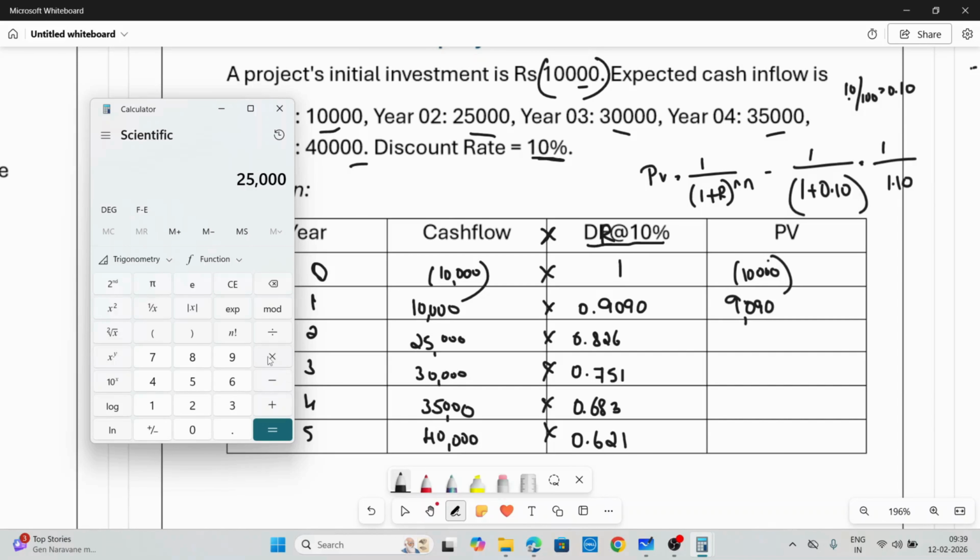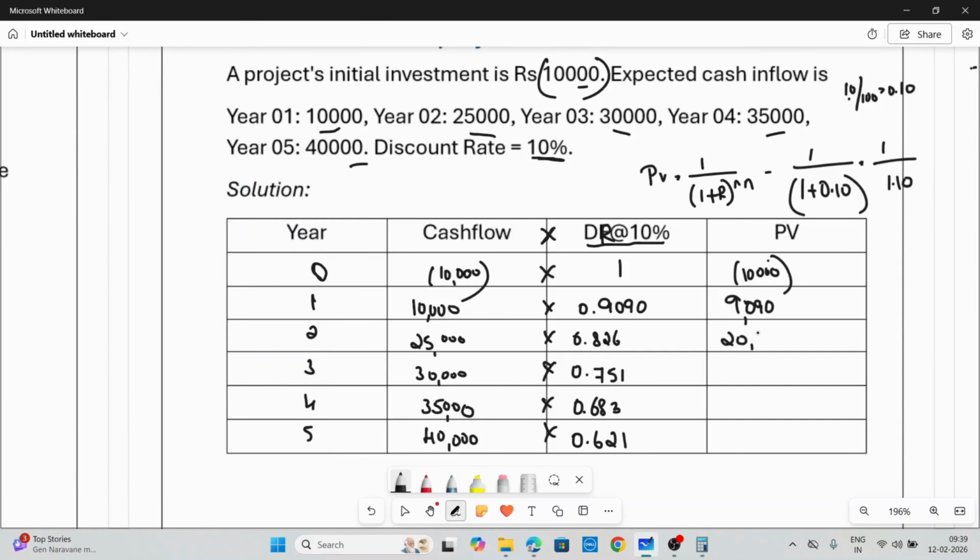25,000 into 0.826, right? So what's the answer? It's 20,650. Let's move to third years.